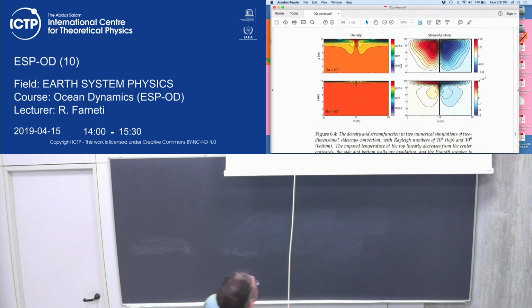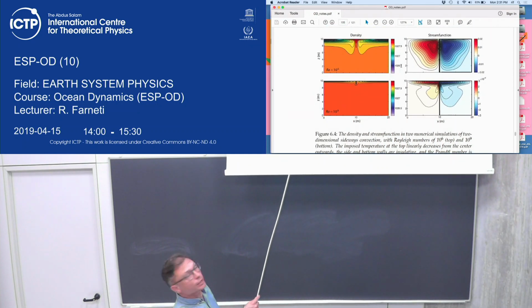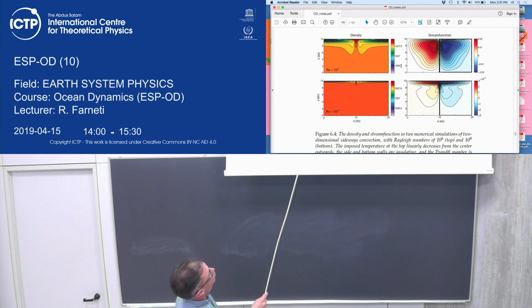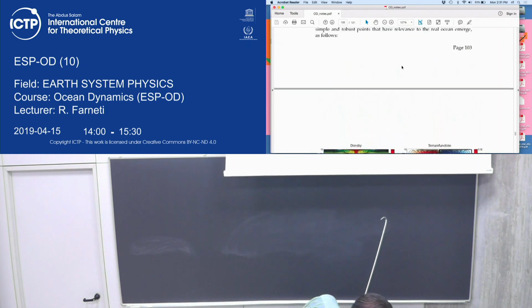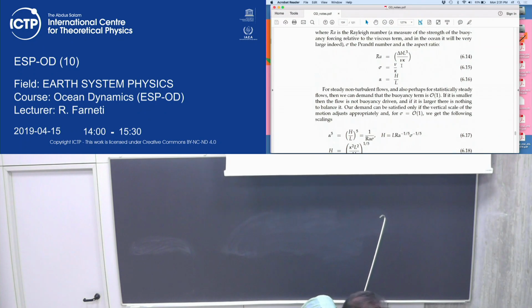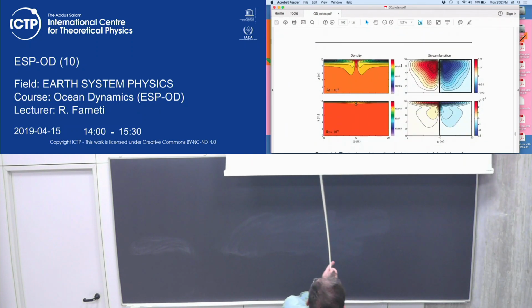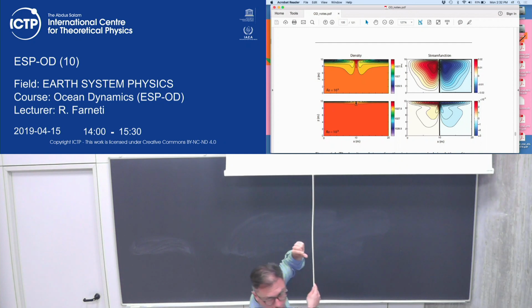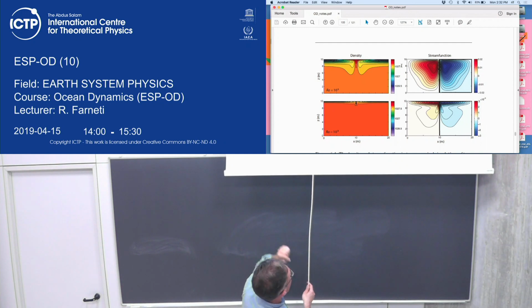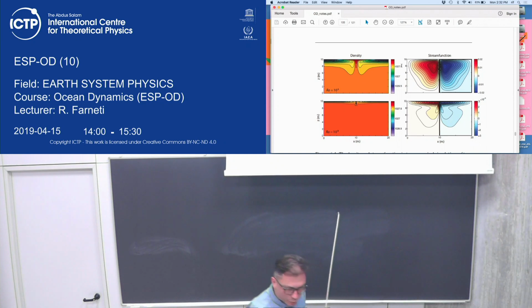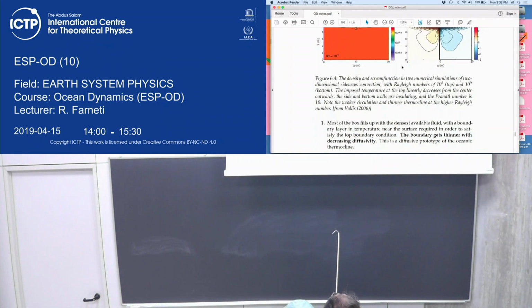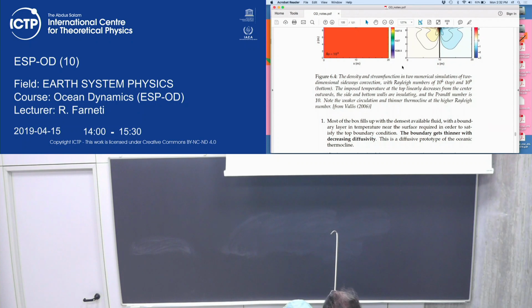And decrease in diffusivity means large Rayleigh number. So if diffusivity gets smaller, where is the Rayleigh number? Here. If diffusivity gets smaller, the Rayleigh number gets large, and so for a large Rayleigh number, this thermocline gets thinner and thinner. It makes sense: diffusivity is small, so it cannot mix a lot into the interior. This is a diffusive prototype of the oceanic thermocline.